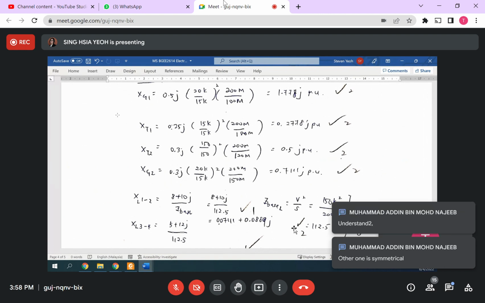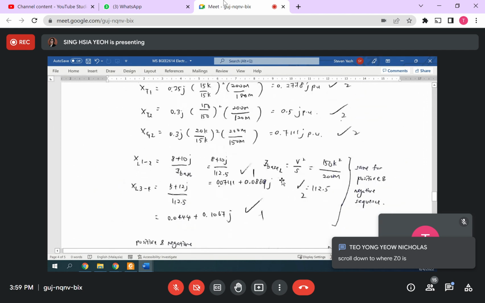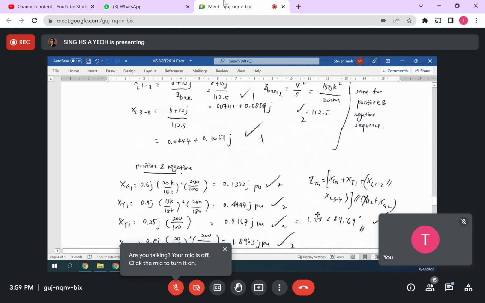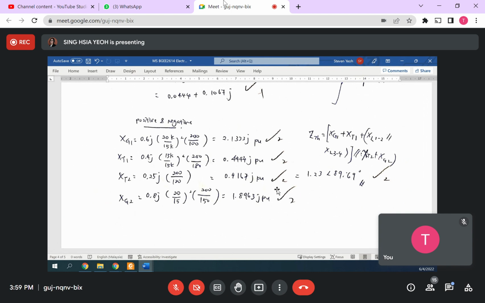For me, this is just a Thevenin impedance diagram only, not really a symmetrical question. Down a bit, for Z0 zero sequence, I didn't find Z0. See here, my answer is a bit incomplete. The values of the answer are not important. The most important thing is you know how to do it. Any other questions?